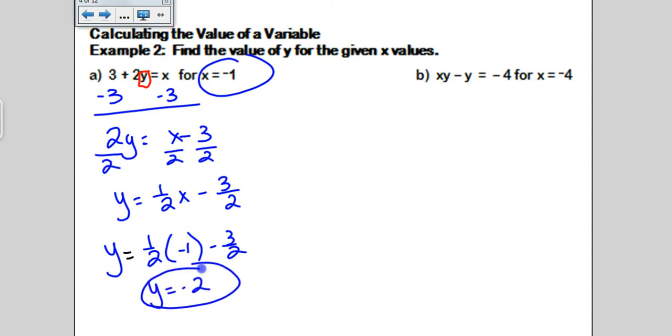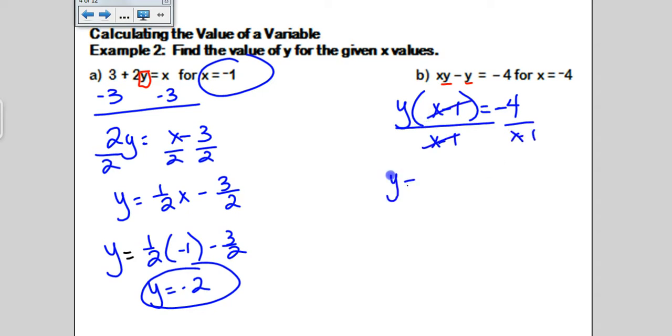Alright, let's try letter B. xy minus y equals -4, and they want us to later substitute in x equals -4. So again, I want you to solve for y, but we have that same problem we had a couple problems ago where there's too many y's in the problem. So I'm going to factor out that common y. And now it's really easy to solve for it. We're going to divide by the x minus 1 on both sides of the equation. So they cancel out, and you get y equals -4 divided by the quantity x minus 1.